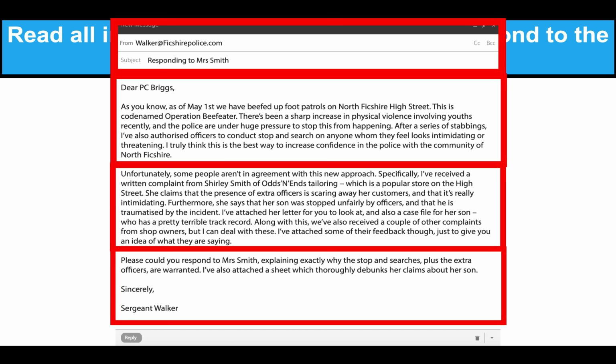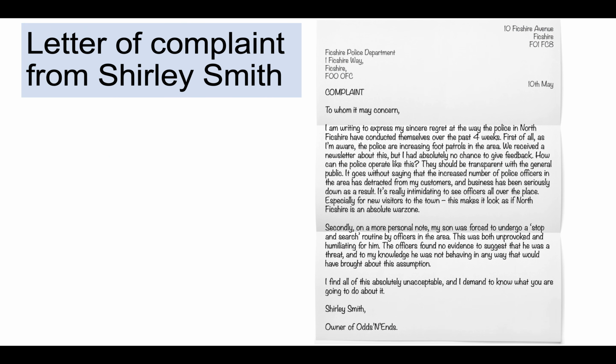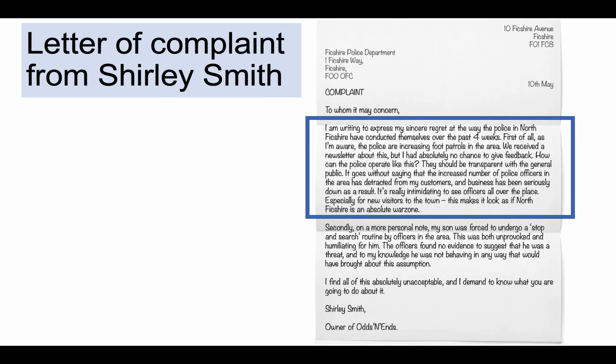So we have received this email and we therefore have to create a response. Now we are provided with additional items of information. So that's the first one that we are provided with, and we know what we need to do now. This is the letter of complaint from Shirley Smith. So let's start reading it.